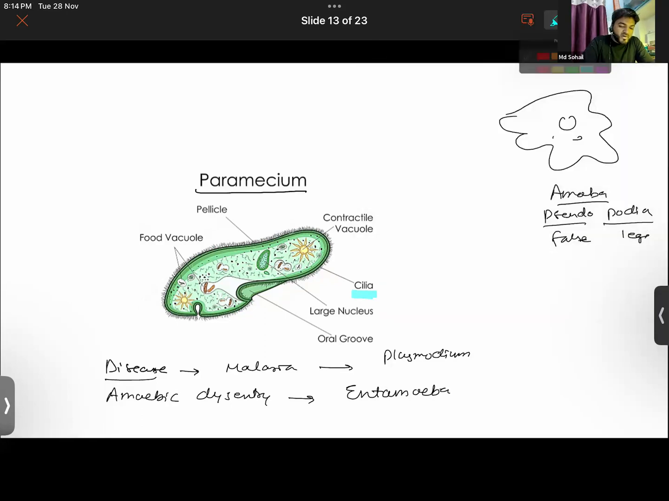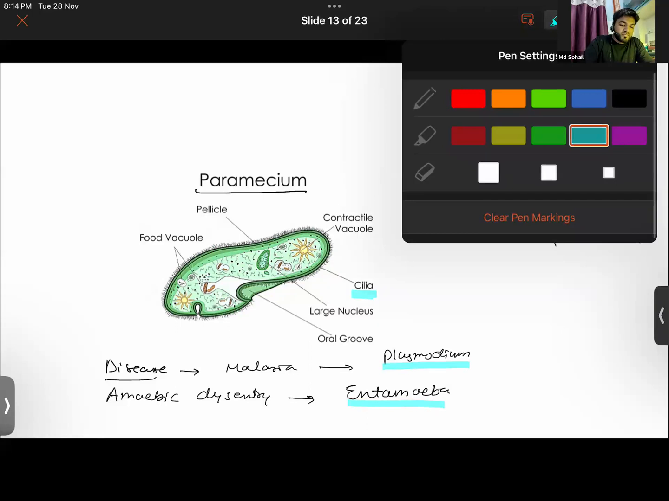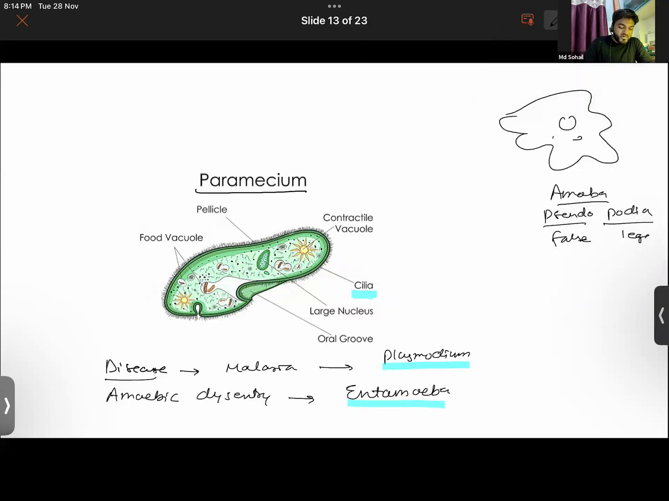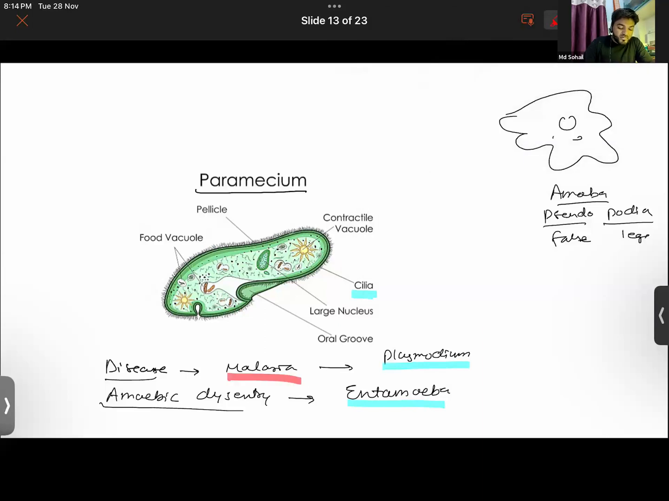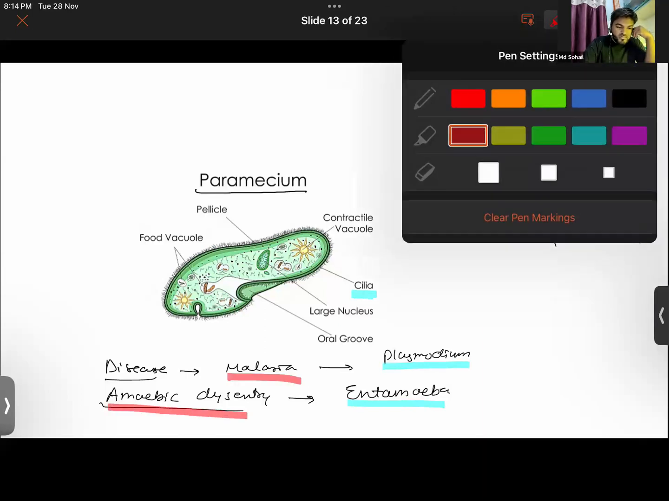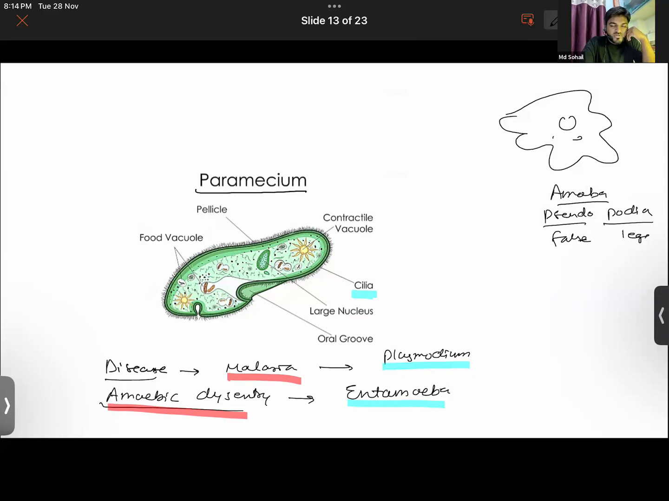So try to remember at least the names of these disease-causing protozoans. These are very important. Toxoplasmosis is also a disease. For the time being, we just remember these two. These will be sufficient. Amoebic dysentery is a very common disease among people, so I have taken this example.